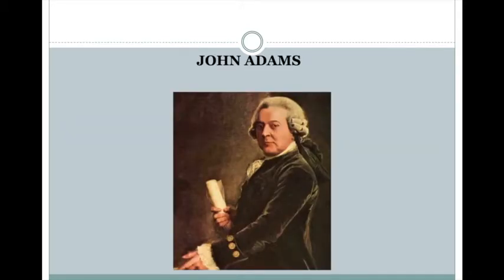I'm going to discuss the challenges to the new American Republic by discussing the presidencies of John Adams, Thomas Jefferson, and James Madison. First, John Adams. John Adams was a Federalist, and he was the second president of the United States. During the Adams presidency, there will be a crisis of freedom. In fact, this is the significance of John Adams' presidency.